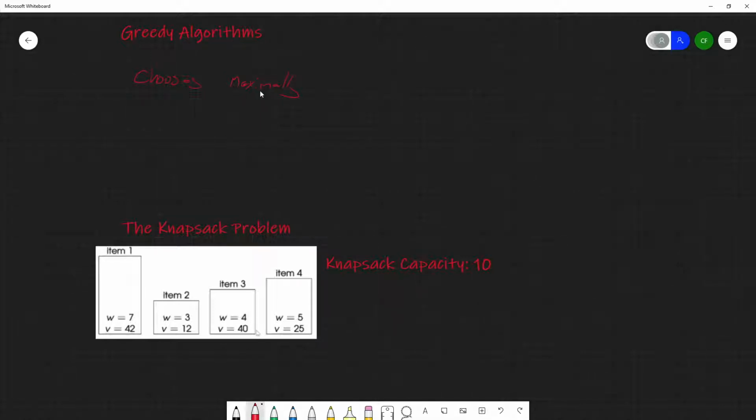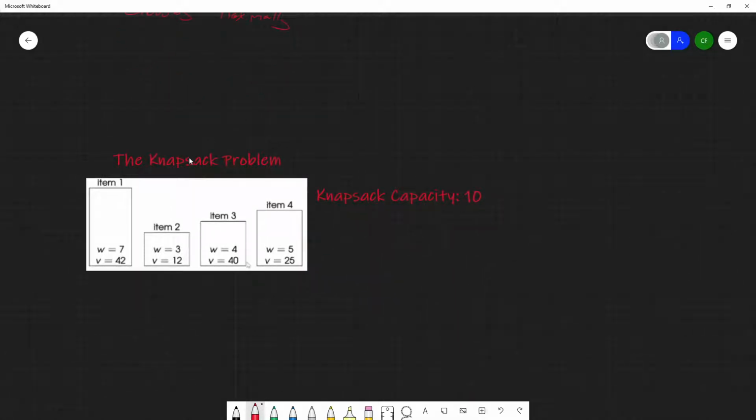A knapsack problem is a very common way of introducing greedy algorithms. The idea is you have a knapsack with some capacity of how much weight it can hold, and here we're saying 10 units of weight. We want to figure out which of these items to put in the knapsack, which ones we want to take with us, and we're trying to maximize the amount of value we can have.